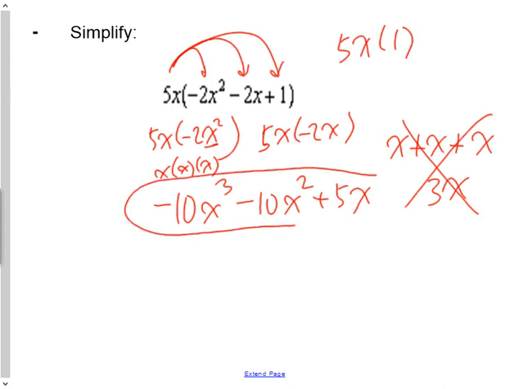Now remember, at this stage, some people still think they can gather like terms, but in order to add or subtract those together, they need to have the same base and exponent, which they don't. So that is the simplified version.